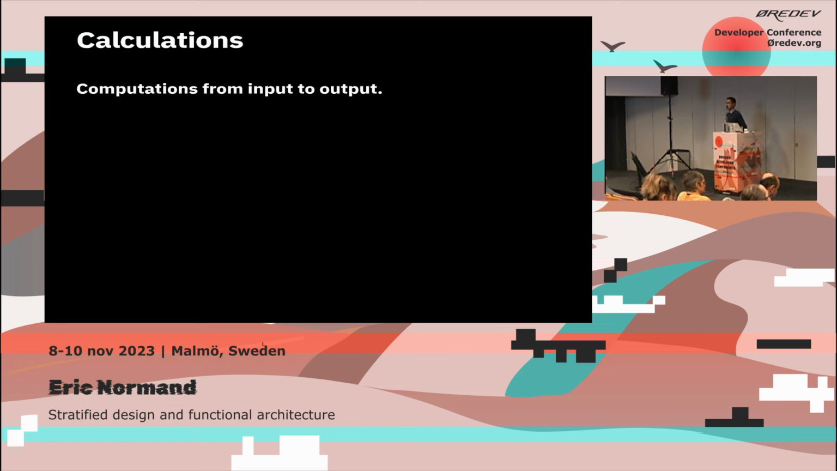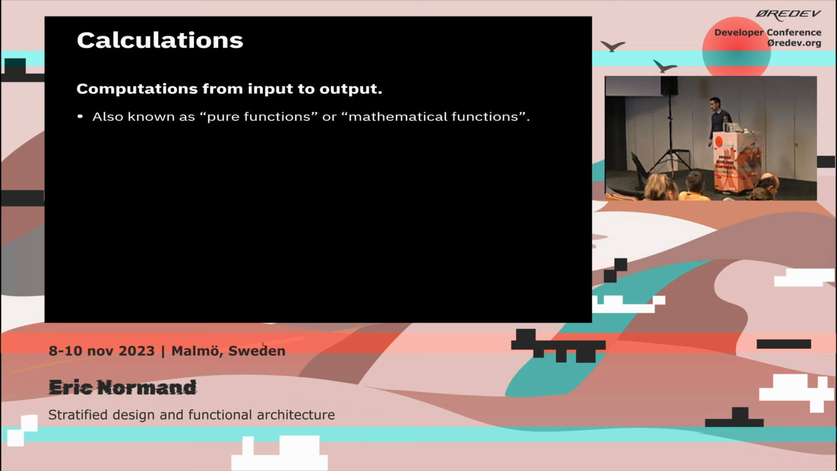The second one is calculations. These are computations from input to output. They're timeless computations. It doesn't matter when you run them or how many times you run them. You're always going to get the same answer if you give them the same inputs. They're also known as pure functions and mathematical functions. I don't call them that in this talk or in my book because pure just makes it sound like there's some moral aspect to it.